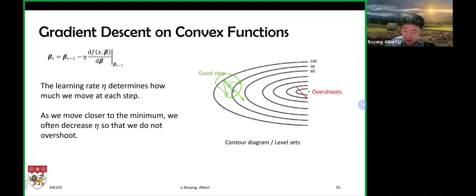However, if I start from a location that is really, really close to my local minimum, then I really cannot make too much of a mistake before I end up increasing the function value, right? So as we move closer to the global or the local minimum, we want to decrease the eta value so that we avoid overshooting.